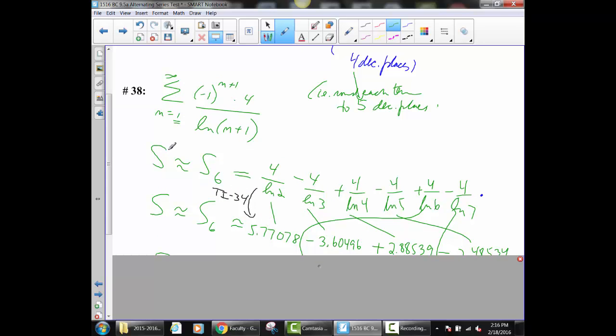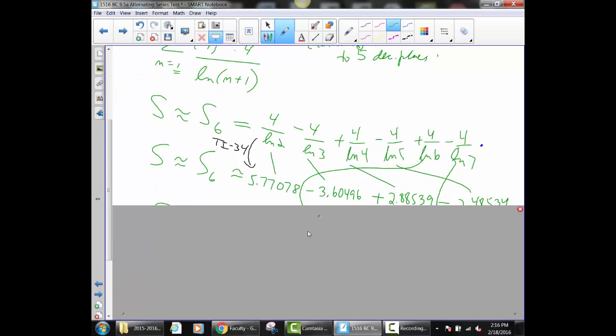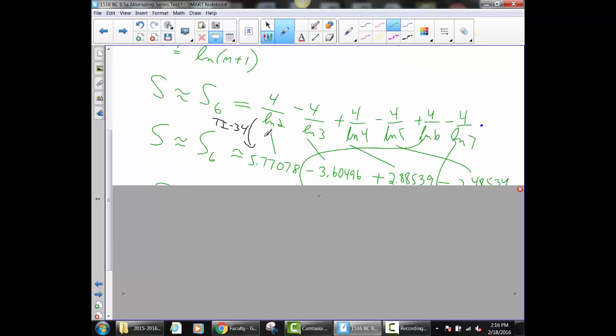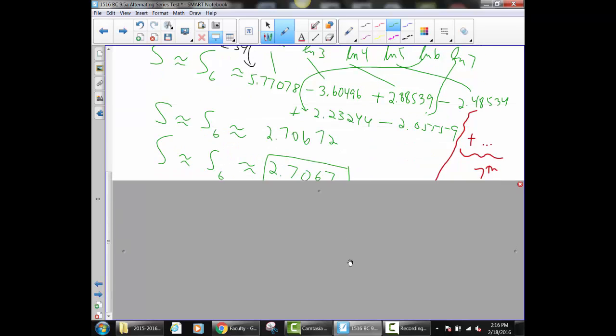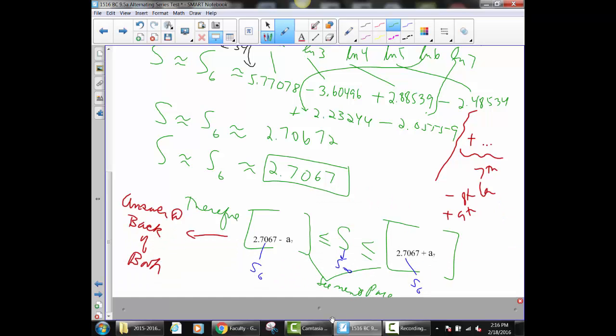alternating series. So we're going to approximate the sum by finding the sum of the first 6 terms. So I replace n by 1, I get negative 1 to the 2, which is positive, times 4 over ln of 2, minus, then I replace n by 2. Of course, these are going to alternate. So, with a TI-34, 1 over ln 2 is approximately 5.77078. Again, the next one, the next one, the next one. So what will end up happening once you add and subtract all these terms, you'll get 2.70672. Round that to 4 decimal places, it is 2.7067.